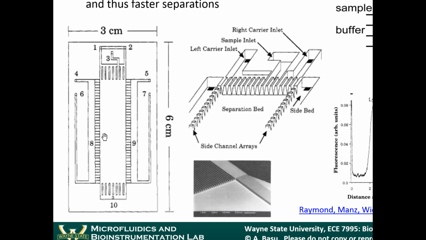But the purpose of these side channel arrays is to allow the electric field to pass through there, so you still have your electric field going through this device, but it prevents any bubbles from going in there. It also prevents any hydrodynamic flow outside this way, because you would like all your hydrodynamic flow to go through the length of the channel. So this is your sample inlet. Your sample comes in this way, and then it moves across in time.